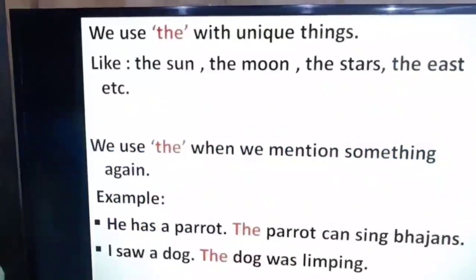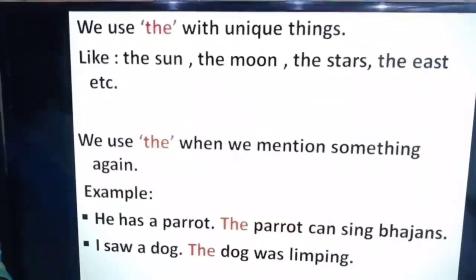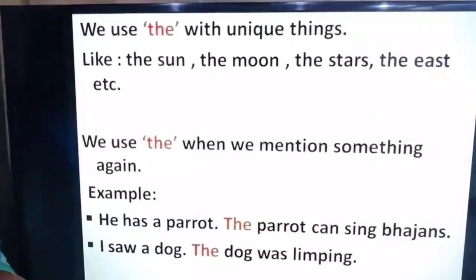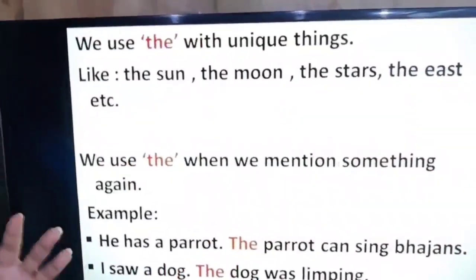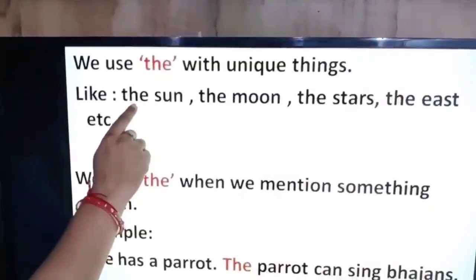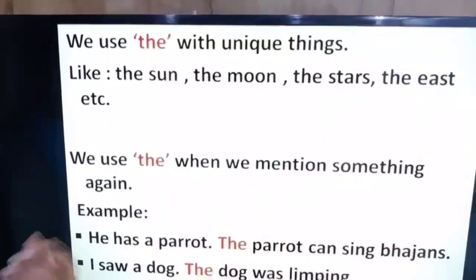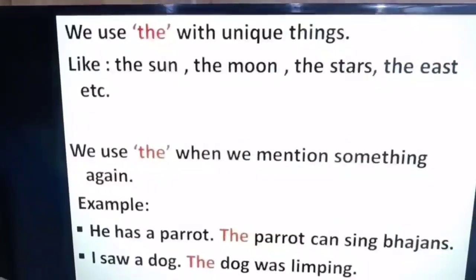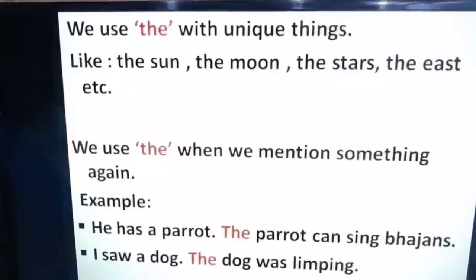We also use the with the names of unique things. There are so many unique things like the sun, the moon, all the heavenly bodies, and directions. The names of these things cannot be changed. They are universal truths, so they are unique things. Like we say the sun, the moon, the stars, the sky, the clouds. We can also say the national bird, the national flag. With these we put the article the.